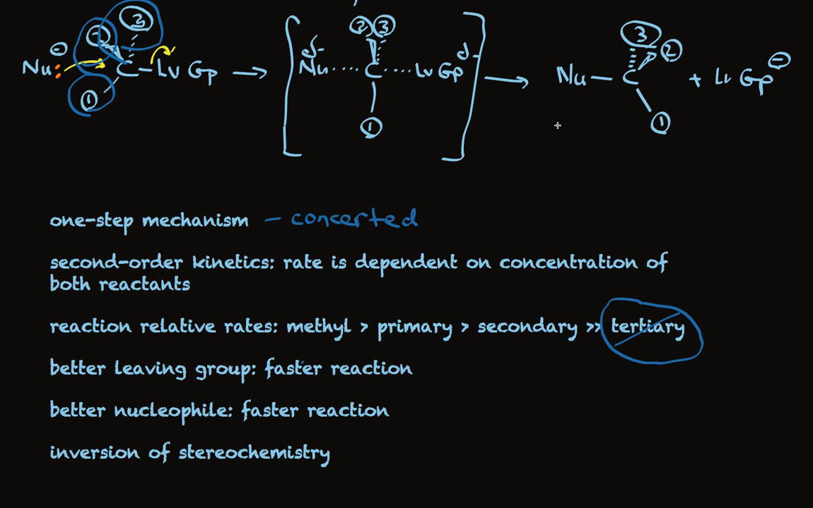So there you have it, the simple SN2 reaction. It's a 1-step concerted mechanism, exhibits second-order kinetics. The reaction rates are sensitive to the steric requirements of the things that attach to carbon. The reaction rates are sensitive to how easily that bond is broken or the new bond is made. And inversion of stereochemistry occurs.